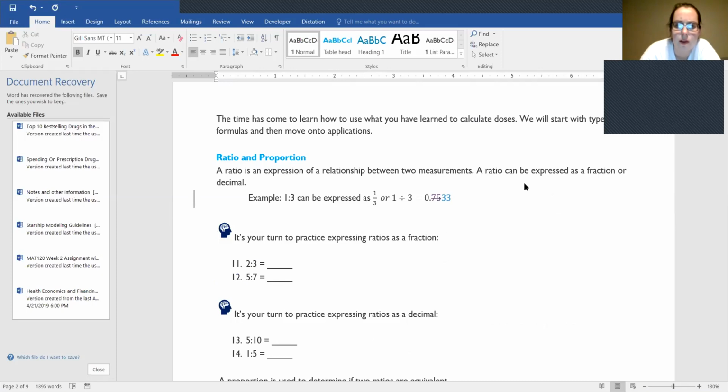When you see a ratio, you'll see 1:3. We read that as 1 to 3. We can either write that as the fraction 1/3, or linearly using the divide symbol or the slash. And then we can convert that to a decimal by simply dividing the denominator into the numerator. Obviously, they got this wrong, so I corrected it.